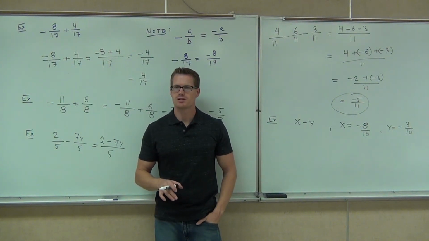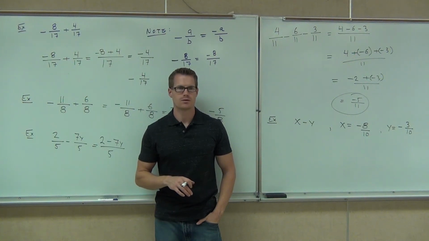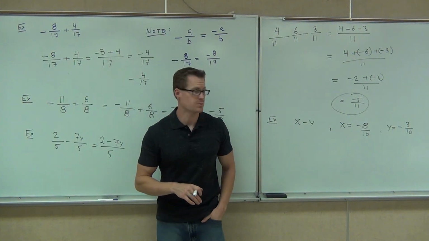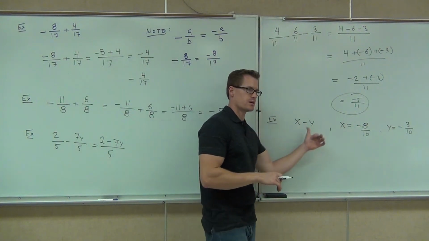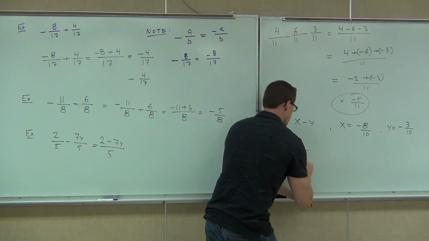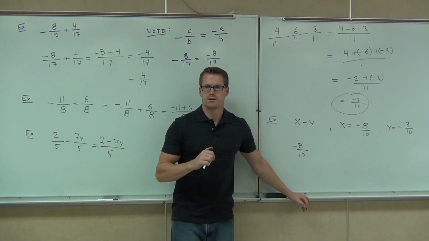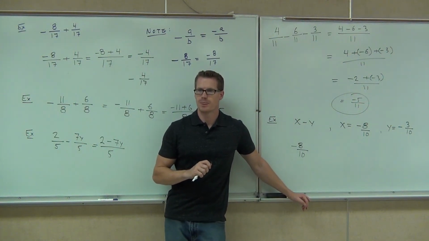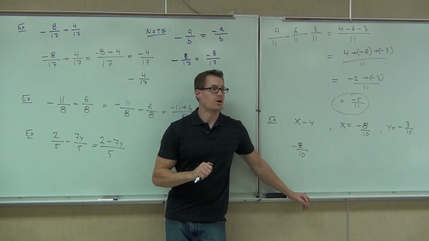If I'm going to do x minus y, can you tell me the first thing that I need to write on my board? Negative 8 over 10. Perfect, because x is negative 8 over 10, I'm going to write negative 8 over 10. You okay with that one? What's the next thing I need to write? Minus. Okay, a minus sign.